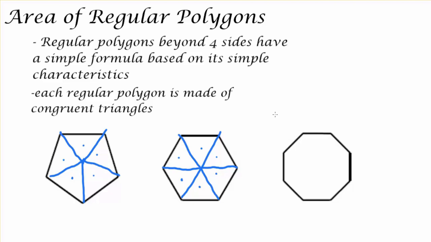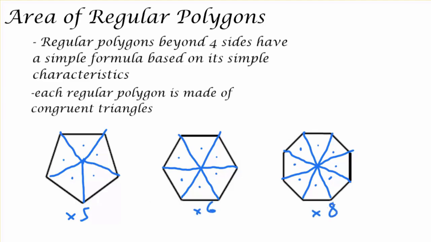Now, as I keep going forward, I can really see a pattern, and an octagon is going to have, as you might have imagined, 8 congruent triangles that make up its shape. And we will then use these triangles to determine a formula that's going to apply to all of these regular polygons, regardless of the number of sides. In this case, 5 for the pentagon, 6 for the hexagon, and 8 for the octagon.